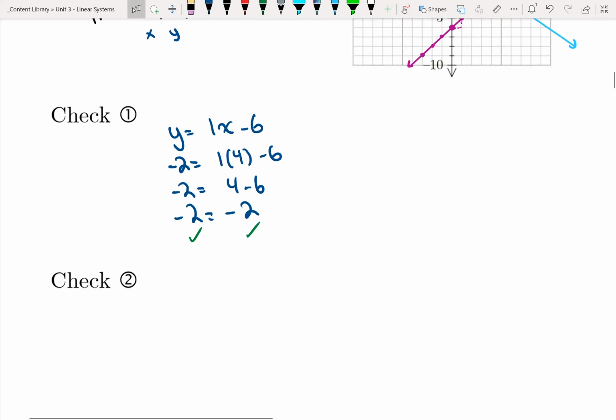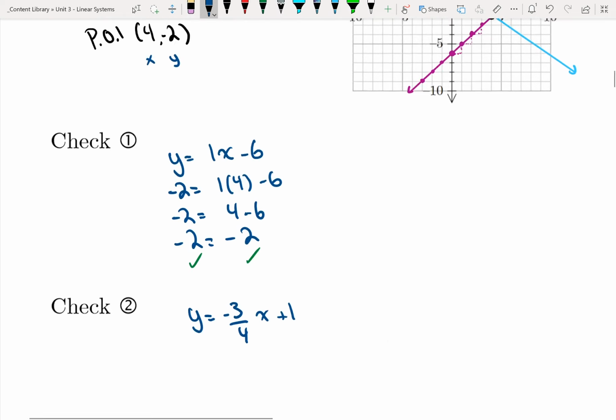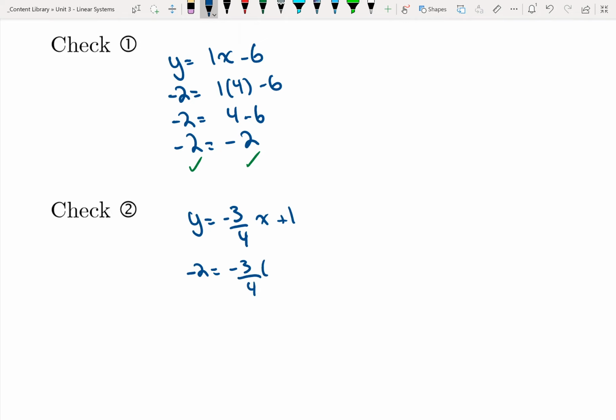For equation 2, I'm going to do the exact same thing. Y equals -3 over 4x plus 1. I'm going to substitute in my point of intersection. So -2 instead of y, and then instead of x, I'm going to have 4. So negative 2 stays the same.